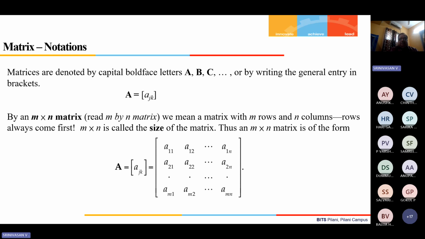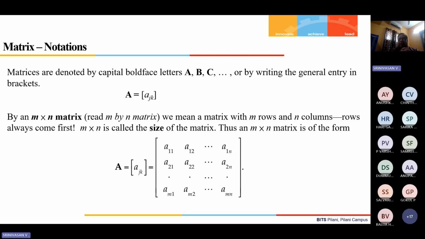Just look. By an m by n matrix, read it as m by n. Don't read m into n, but put the symbol into to mean it is multiplication. Read, as I just now mentioned, m by n. But by doesn't mean divided by. So read m by n matrix. We mean a matrix with m rows and n columns. Rows always come first. m by n is called the size of the matrix. It's actually the order of the matrix. More than the word size, normally we'll be using the word order of the matrix. Order of the matrix is the most widely used usage.